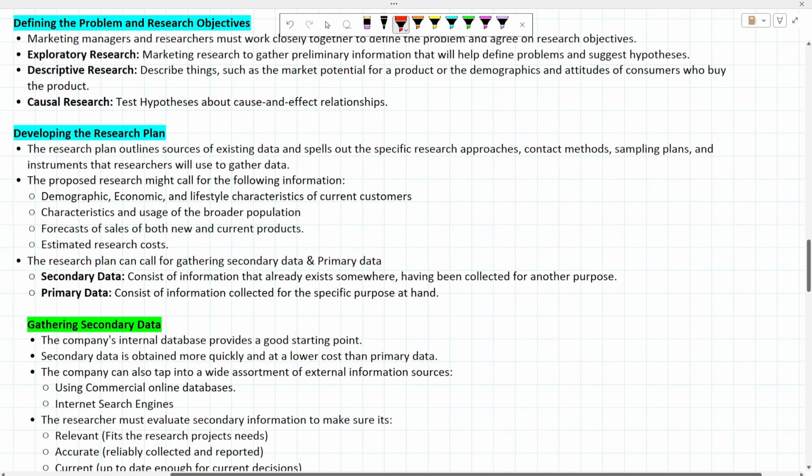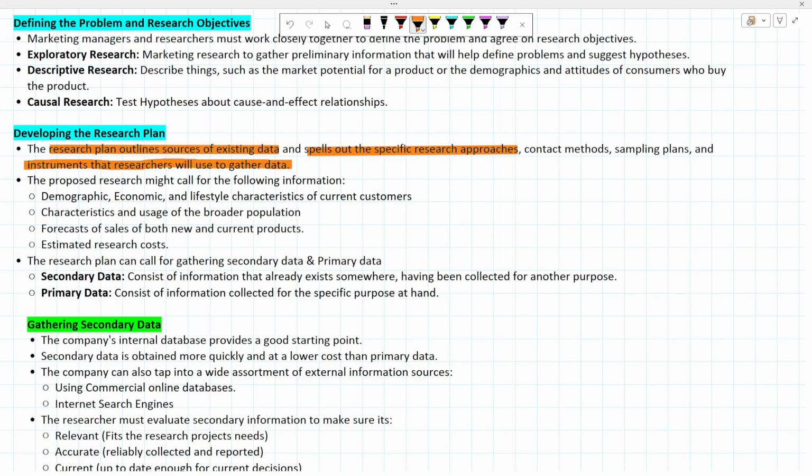So, developing the research plan. The research plan outlines sources of existing data and spells out the specific research approaches, contact methods, sampling plans, and instruments that researchers will use to gather data. So let me highlight that. The research plan outlines sources of existing data and spells out specific research approaches and the instruments that the researchers will use to gather data.